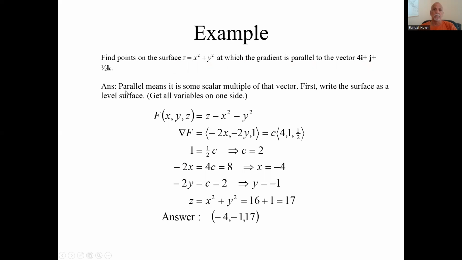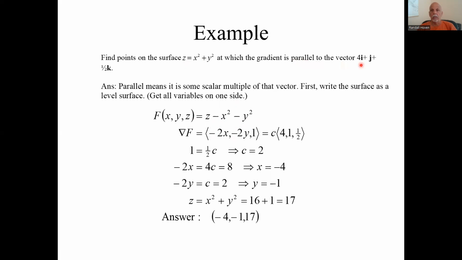Well, what are some of the concepts? Parallel means some scalar multiple of that vector. Gradient, well, what's the gradient of the surface? First, we have to form the level surface equivalent function. So we'll just subtract the right side from the left. Here's our function. We take its gradient. We get minus 2x, minus 2y, 1.